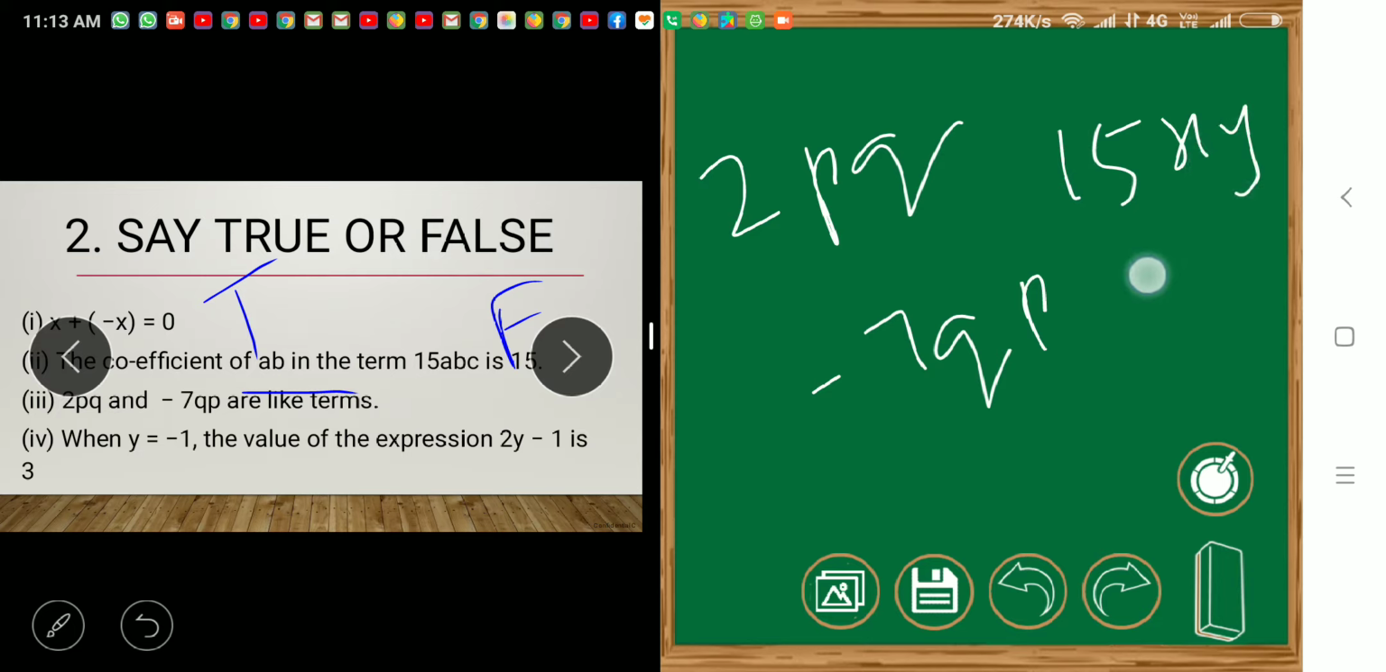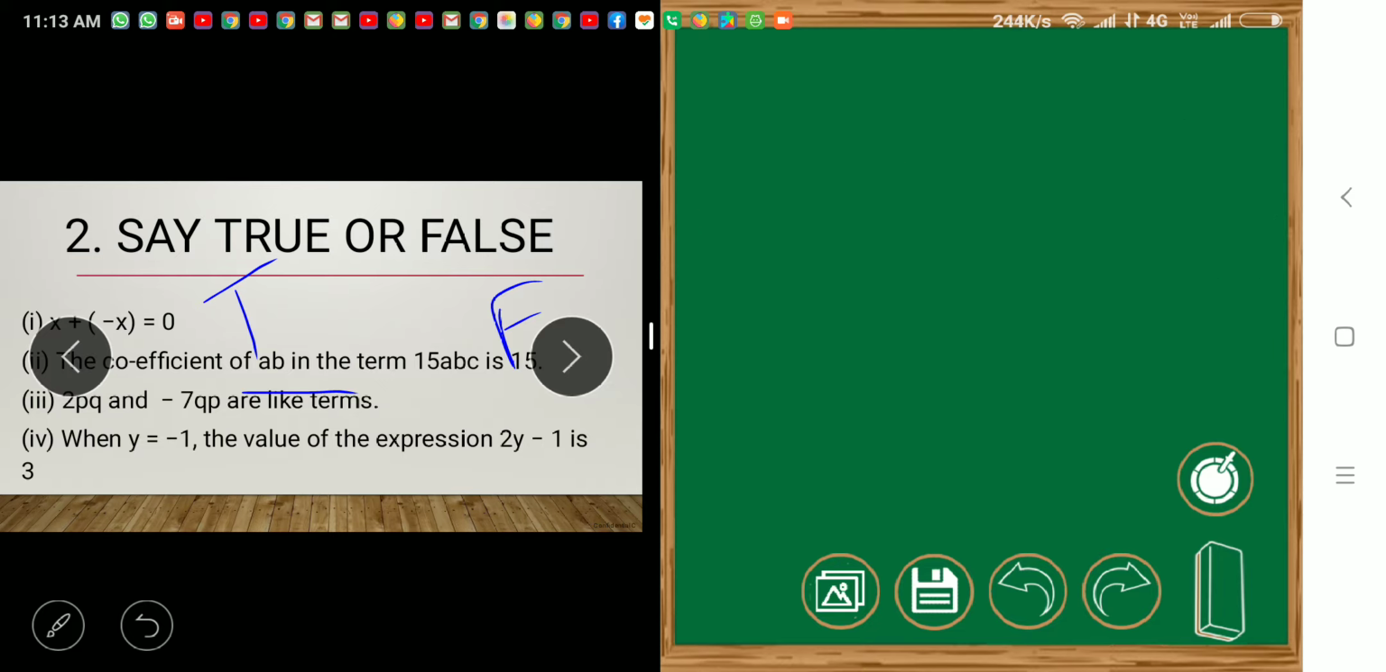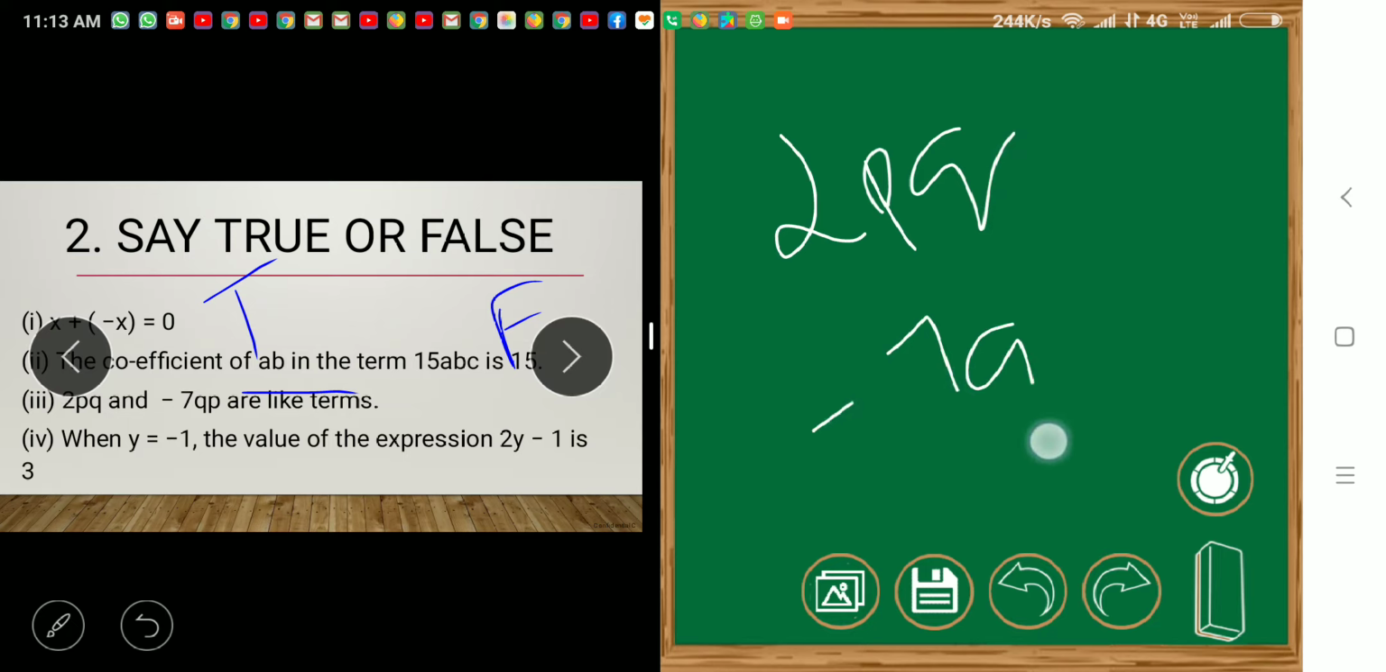15xy is given and 3yx is also given. I have written it in xy terms. Could you remember? In the same way, when the variables are interchanged, we can say it is a like term. But anywhere a square is there, it is not a like term. Only the variables are interchanged. So 2pq and minus 7qp are like terms. It is true.